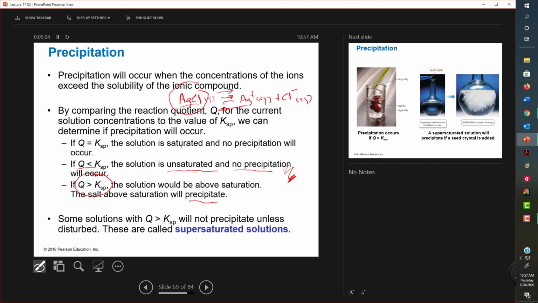And if Q equals KSP, then you do have a saturated solution. So the way I want you to think of Q equal to KSP is that you have a container, you have the solution, and in the solution you're going to have, usually, doesn't have to be, but usually, a pile of solid here. So some of it is dissolving into solution, and then some of it's going from solution back into the solid. So if Q equals KSP, you do have a saturated solution, but no precipitation occurs because you're at the point of solubility.